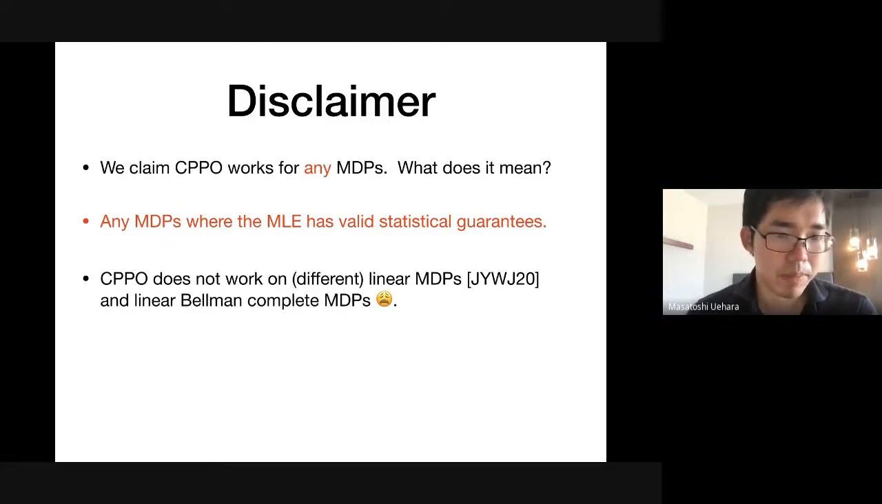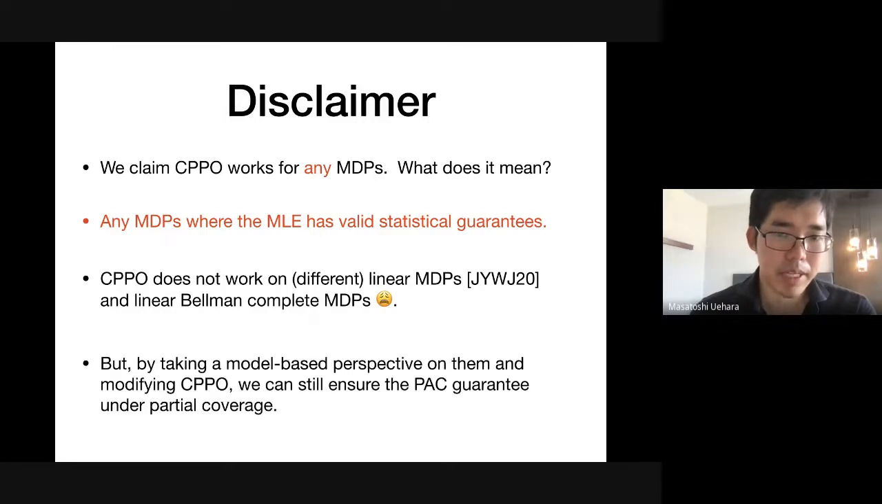Unfortunately, CPPO does not work, for example, on linear MDPs introduced by Chi Jin and his co-authors, or linear Bellman complete MDPs, because in these MDPs, MLE basically doesn't work. That's why on these models, we need to use a model-free approach. And I think Kenyan and his co-authors' paper can solve these problems. But I also want to say that by taking a model-based perspective on these models, and by modifying the loss function, we can still ensure the PAC guarantee under partial coverage.